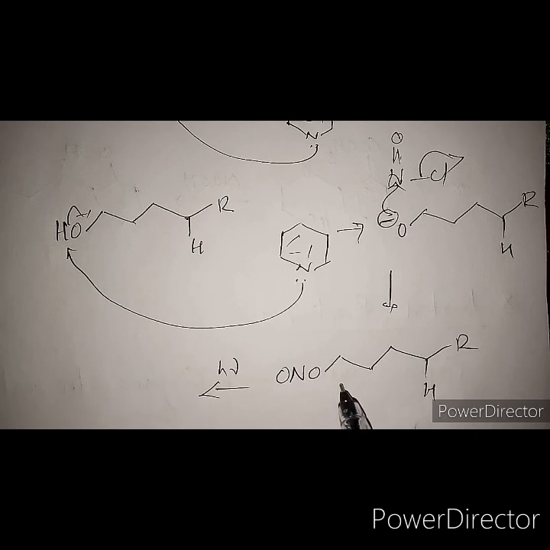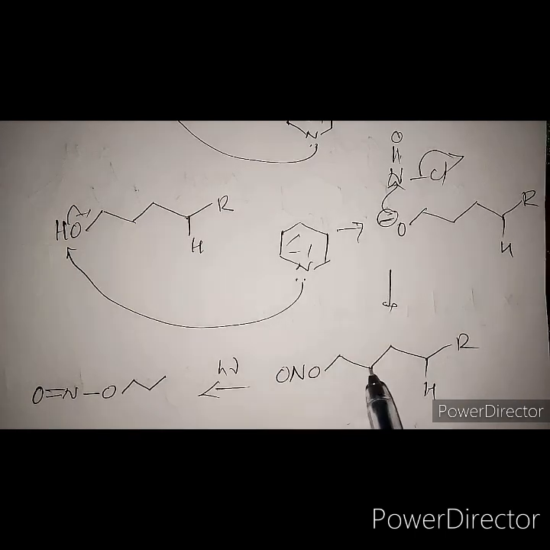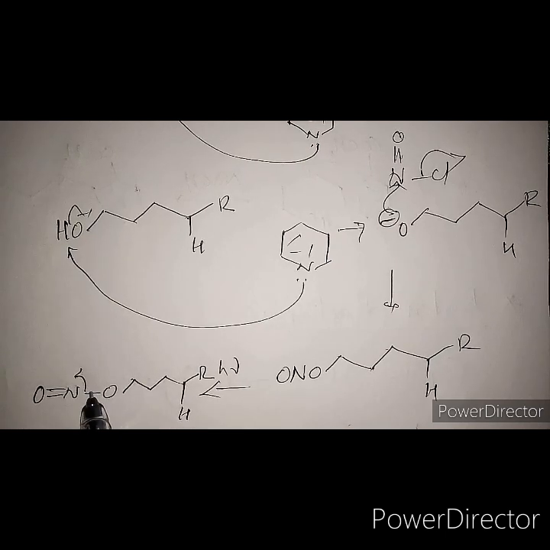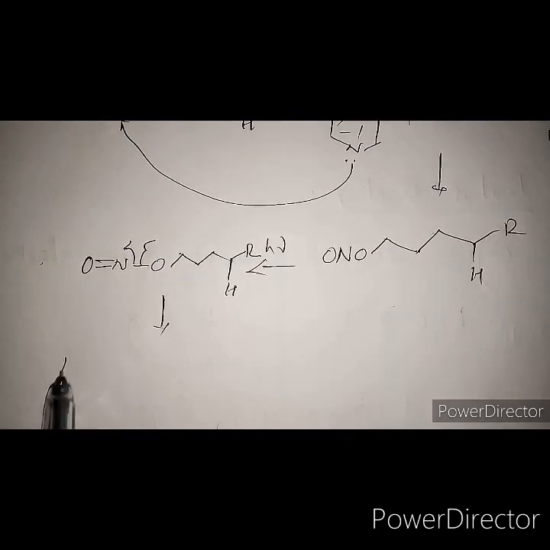Now during the course of the photochemical reaction, this O–N bond will break. There is an H on the R group, so it will undergo a photochemical cleavage. Once it undergoes photochemical cleavage, you will get NO radical plus an O radical.